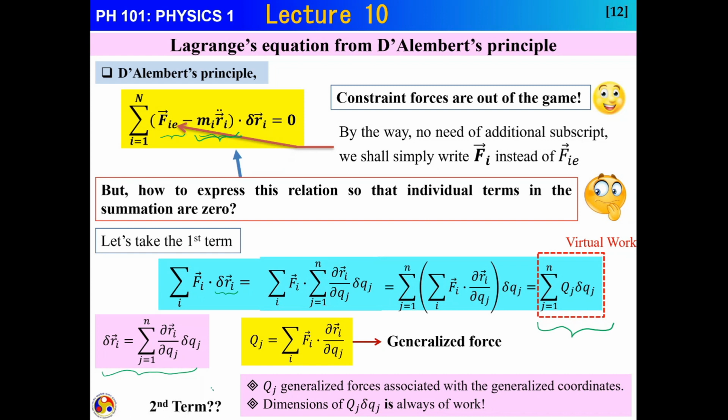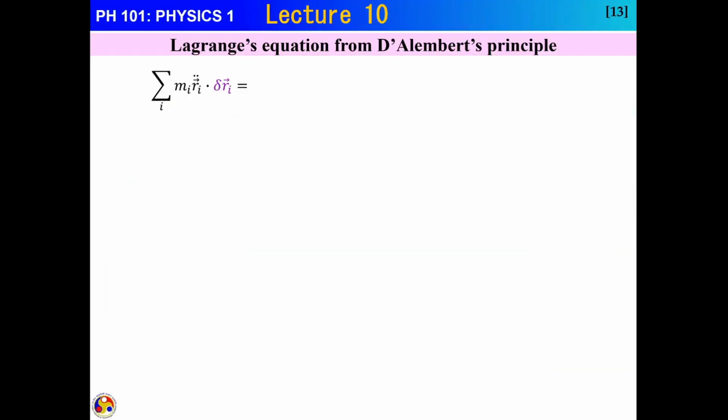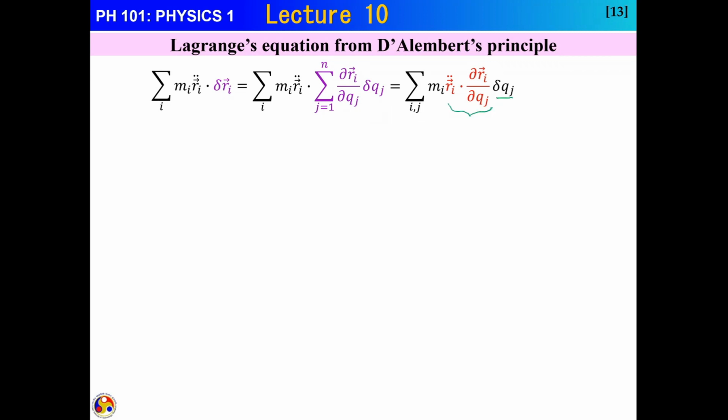So let's look at the second term, what it is going to give us. Let's rewrite the second term alone, that is the summation over mi ri double dot dot delta ri. And we know what delta Ri is, so put that substitution for delta Ri and just rearrange it. Now you have a term m r double dot times the partial derivative of r with respect to q and the virtual displacement delta q. Now we need to resolve this part because this is fixed, this is fixed.